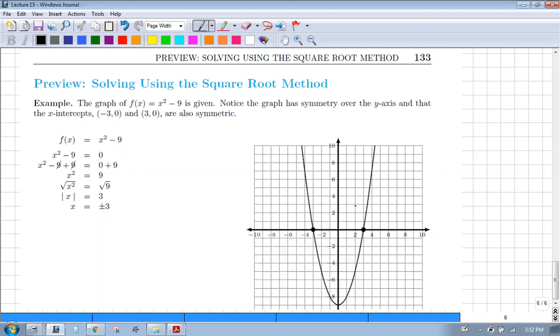Okay, now if we're going to find the roots where it crosses the x-axis, we'd set this thing equal to 0 and solve. Quadratic formula is one way, but in this case, notice there's no b, there's only an a and a c. So if we add 9 to both sides, then we can square root both sides. And right here, the absolute value of x, if you're looking at this, you can tell, oh, x can be a positive or negative 3, right?